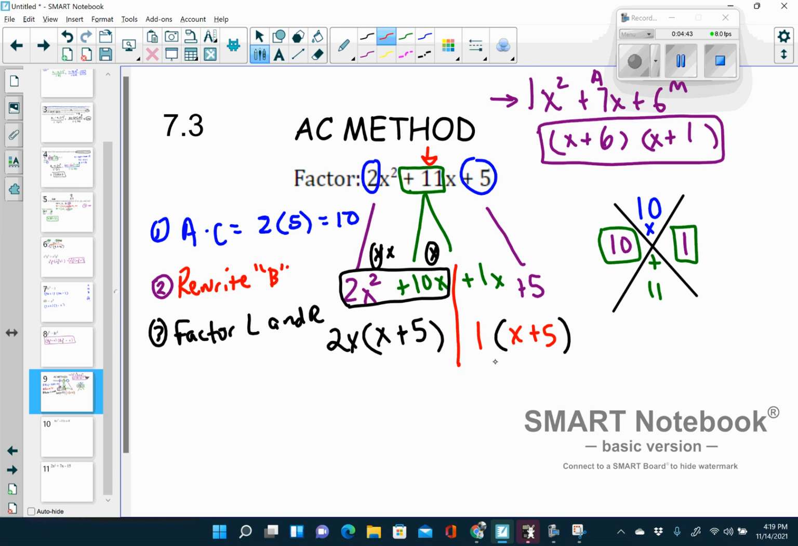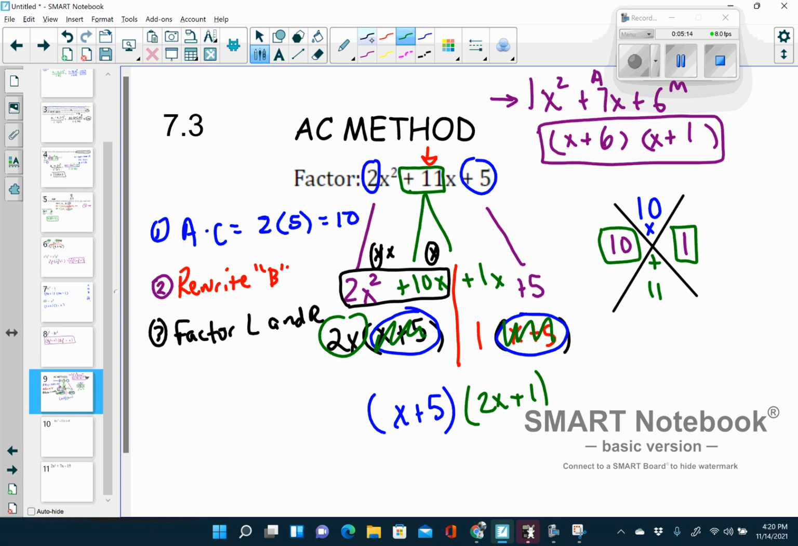Now what will happen always, if the AC method works, is that what's inside the parentheses has to be the same. So you take that and write it once. Then everything that you have left: we took out the x plus 5, and we have a 2x left, so you put that in the second parentheses. Don't close it yet. Over here, after you take out the x plus 5, you're just left with the 1, so plus 1. This right here is your answer in factored form.